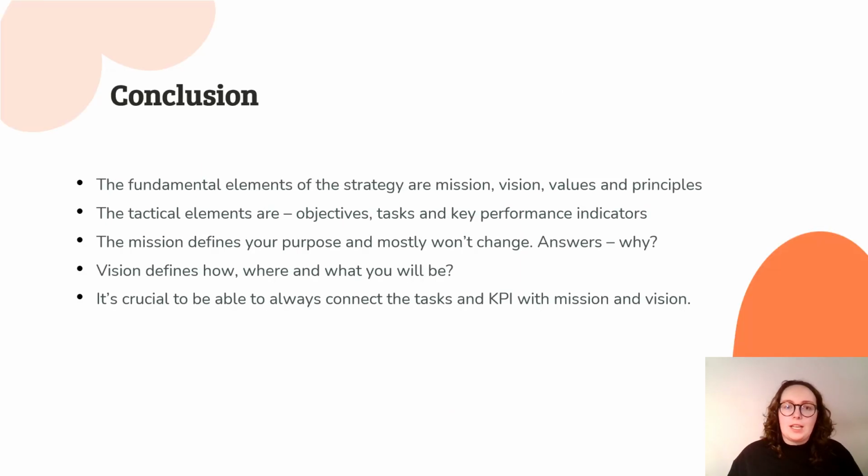Finally, to conclude this lesson, let's revise what we have discussed. We focused on the fundamental elements of the strategy, which are mission, vision, values, and principles. Then we looked at tactical elements, objectives, tasks, and key performance indicators. It's important to remember that they are always connected, one relates to another. And it's crucial to be able to always connect the tasks and KPIs, which are tactical elements, to the aims that help you to see how you are achieving your vision that supports the mission of your strategy.